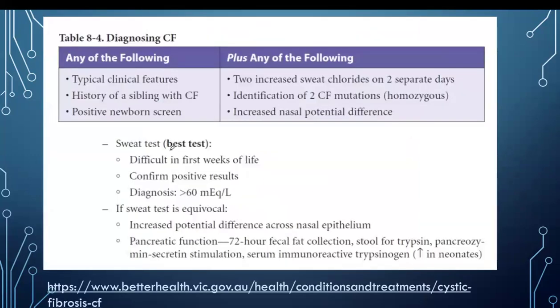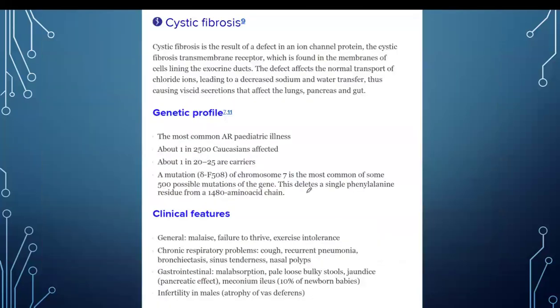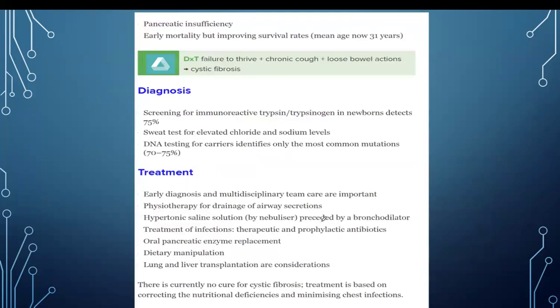Diagnosis: if you want to diagnose cystic fibrosis, the initial test is the sweat test. And if the sweat test is equivocal, then we can do the pancreatic function test. Not super important, you can just go through it. This is from John Murtagh. So you can see the patient can have malaise, failure to thrive, persistent respiratory problems, gastrointestinal problems. The male can be infertile because of atrophy of the vas deferens.